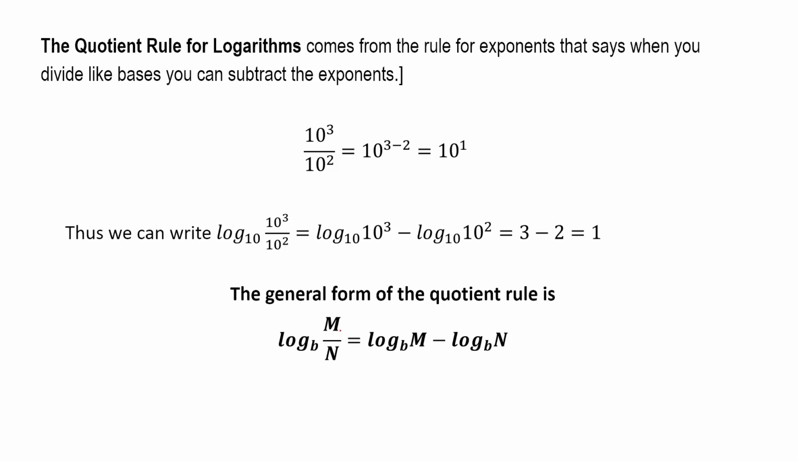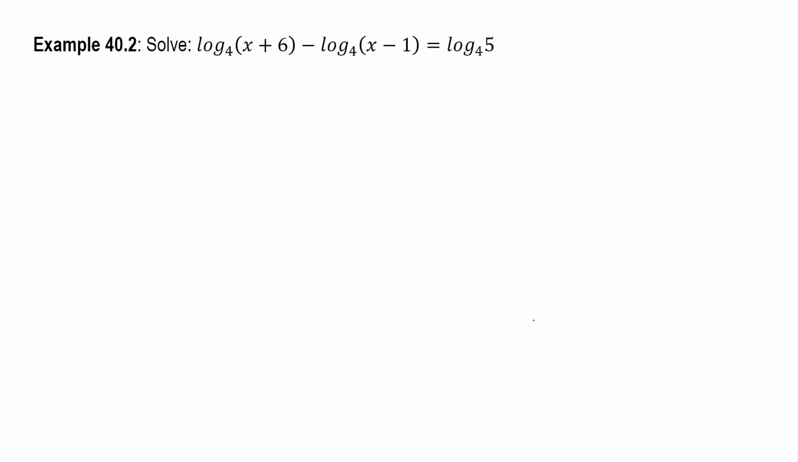So the general form of the quotient rule is log base b of m over n is equal to the log base b of m minus the log base b of n. So if we look at an example, you have, first of all, this log, which is a sum of two things.